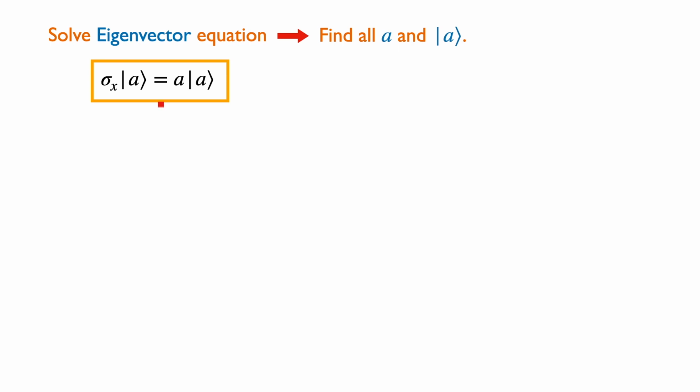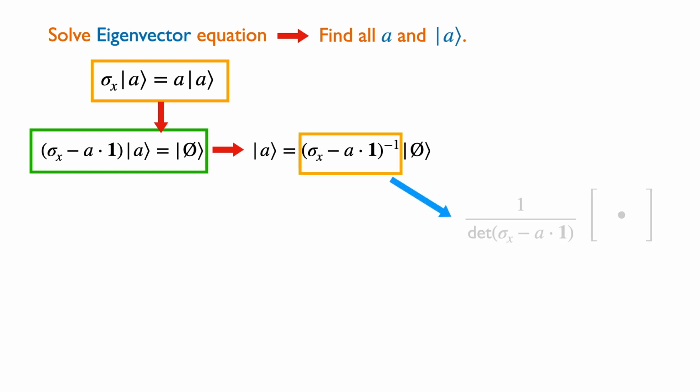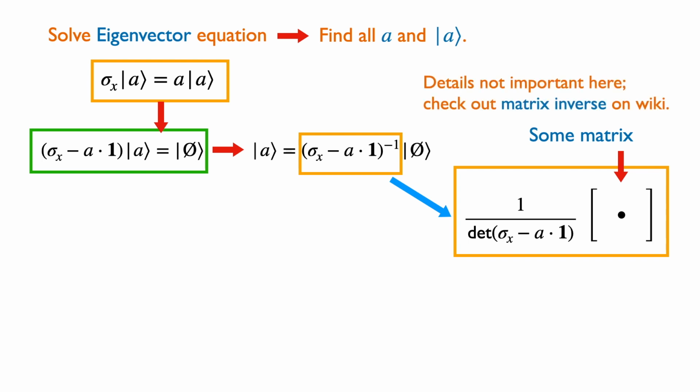Rearranging this equation, we have this, where the identity operator is included with the eigenvalue a. Inverting this equation, we should have this, where the inverse matrix is given by 1 over the determinant of the original matrix multiplied by another matrix, whose details are not important here. The inverse of a matrix comes from a standard formula in matrix algebra. You can find out more about it on Wikipedia.